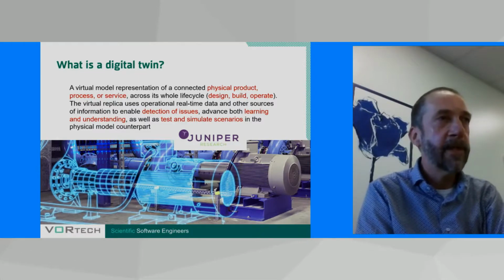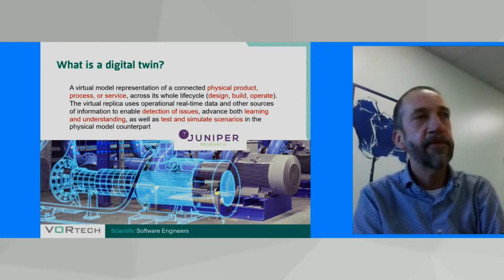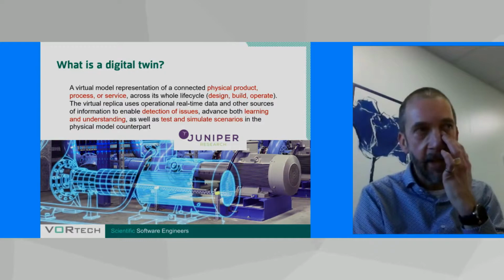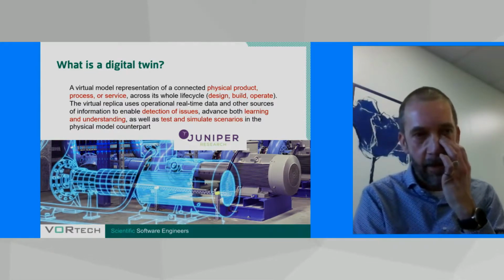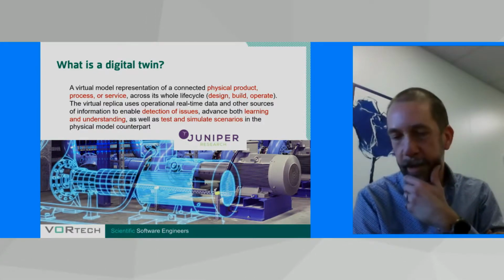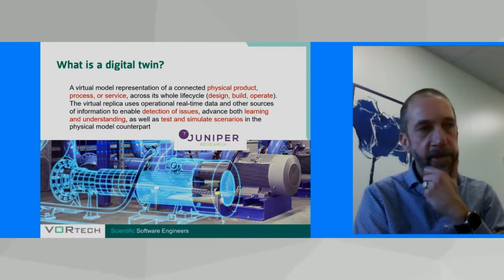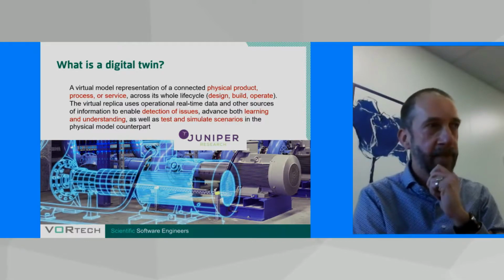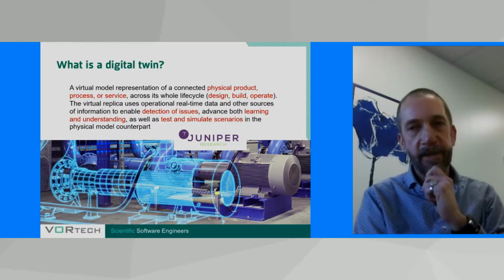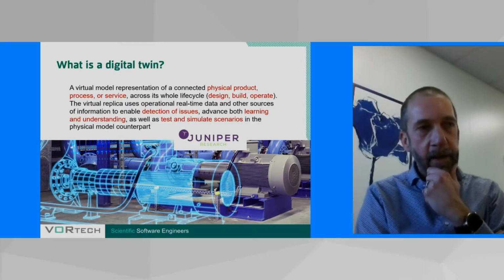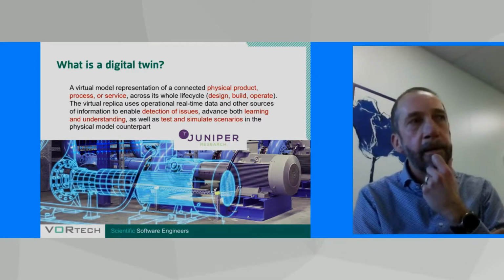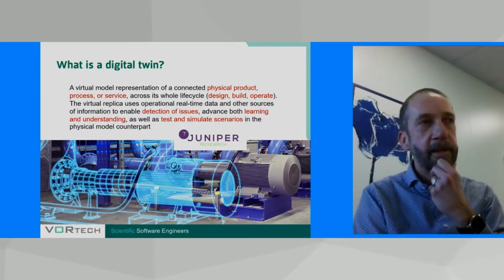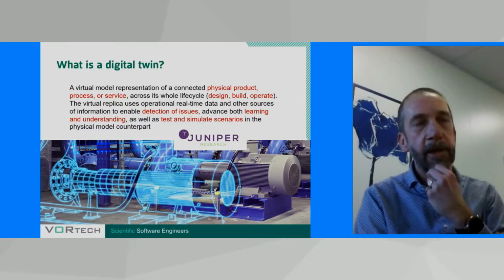Things that I would like to highlight: in the first sentence, it can be about a physical product, a turbine, or well, whatever, a machine. But it can also be about a process, or it can be about a service. And the second thing to notice is that it's in the whole life cycle.